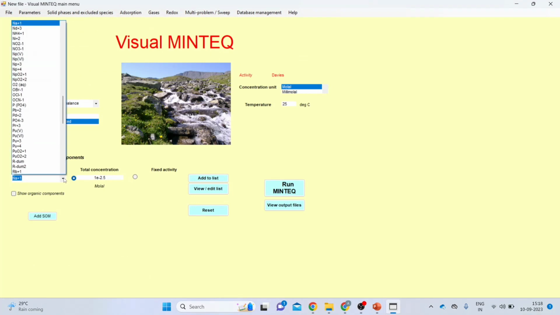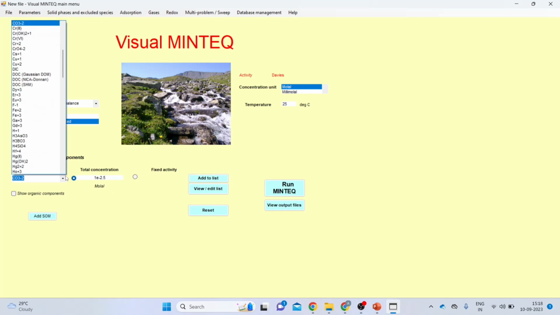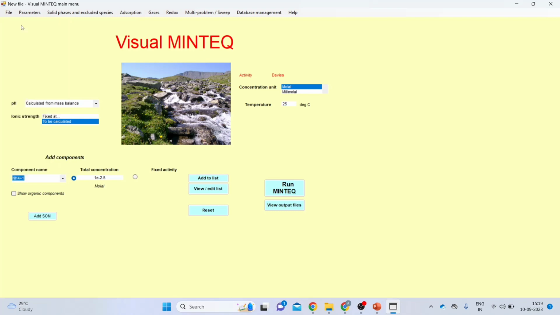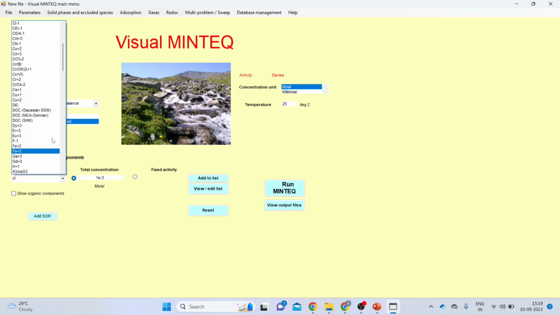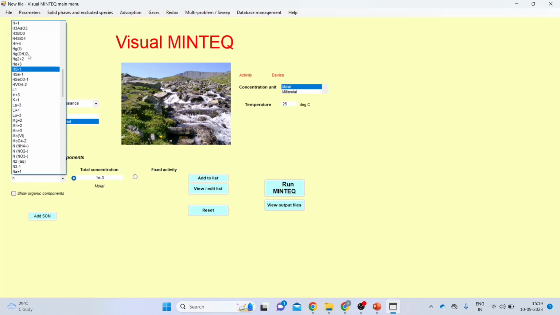Next was total carbonate. We will add the carbonate species. Carbonate is also 10 raised to minus 2.5. We add it to the list. Next species was ammonium, NH4 plus, and it was 10 raised to minus 3. Add to list, and again we will add chloride. It was also 10 raised to minus 3. We add it to the list.